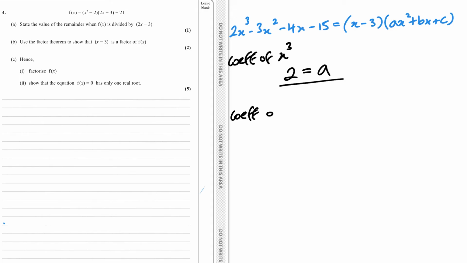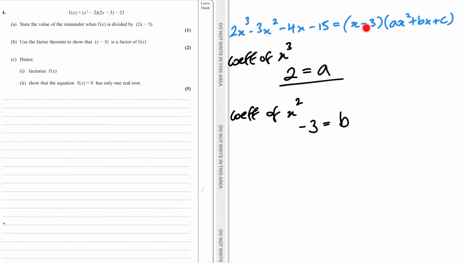Now I'm going to look at the coefficients of x squared. Obviously I can't be bothered to write out the full word there. If I look on the left side of the equals, the number in front of the x squared is negative 3. And when I look on the right side of the equals, how can I get x squared? Well, I can do x times bx. That gives me bx squared, so that will give me b.